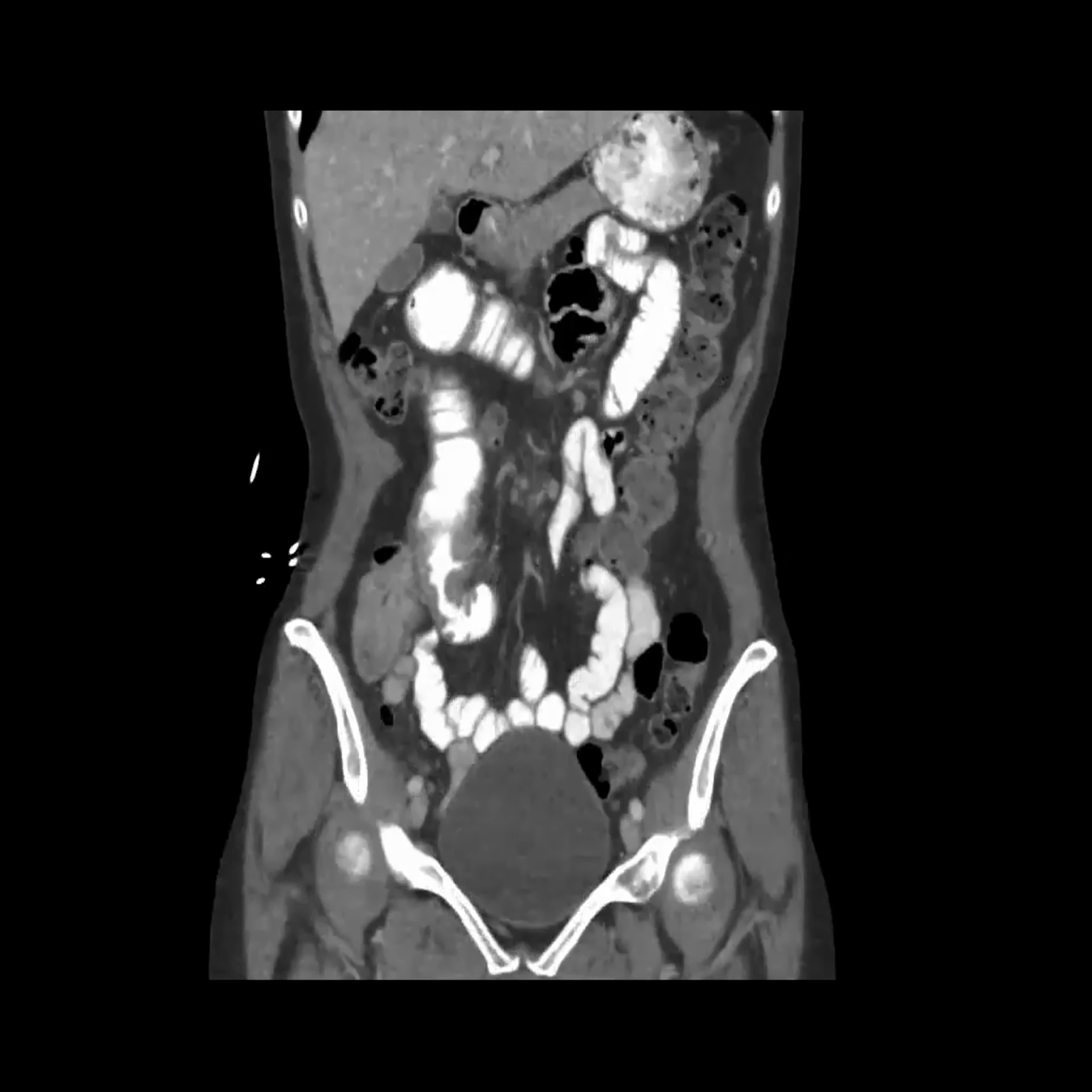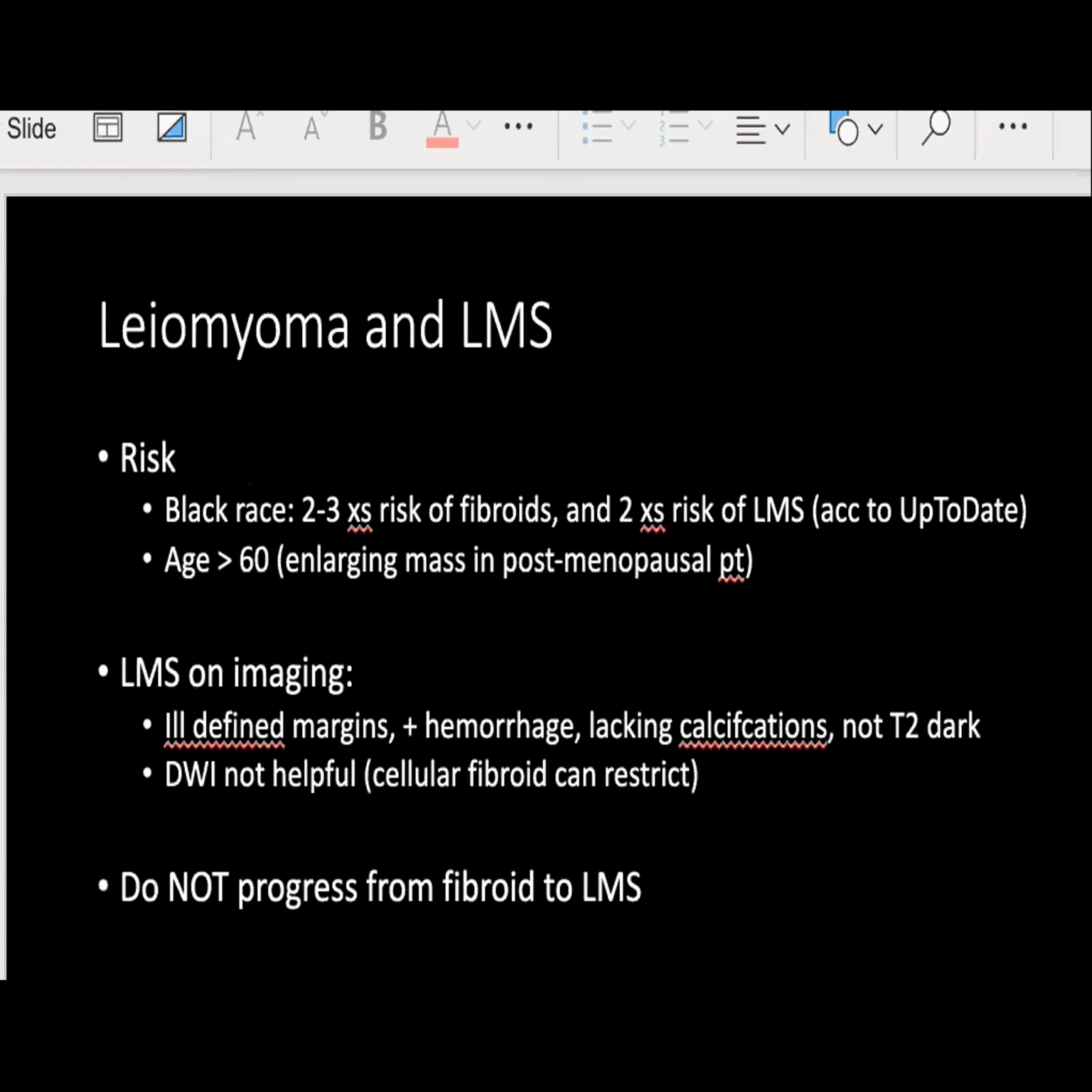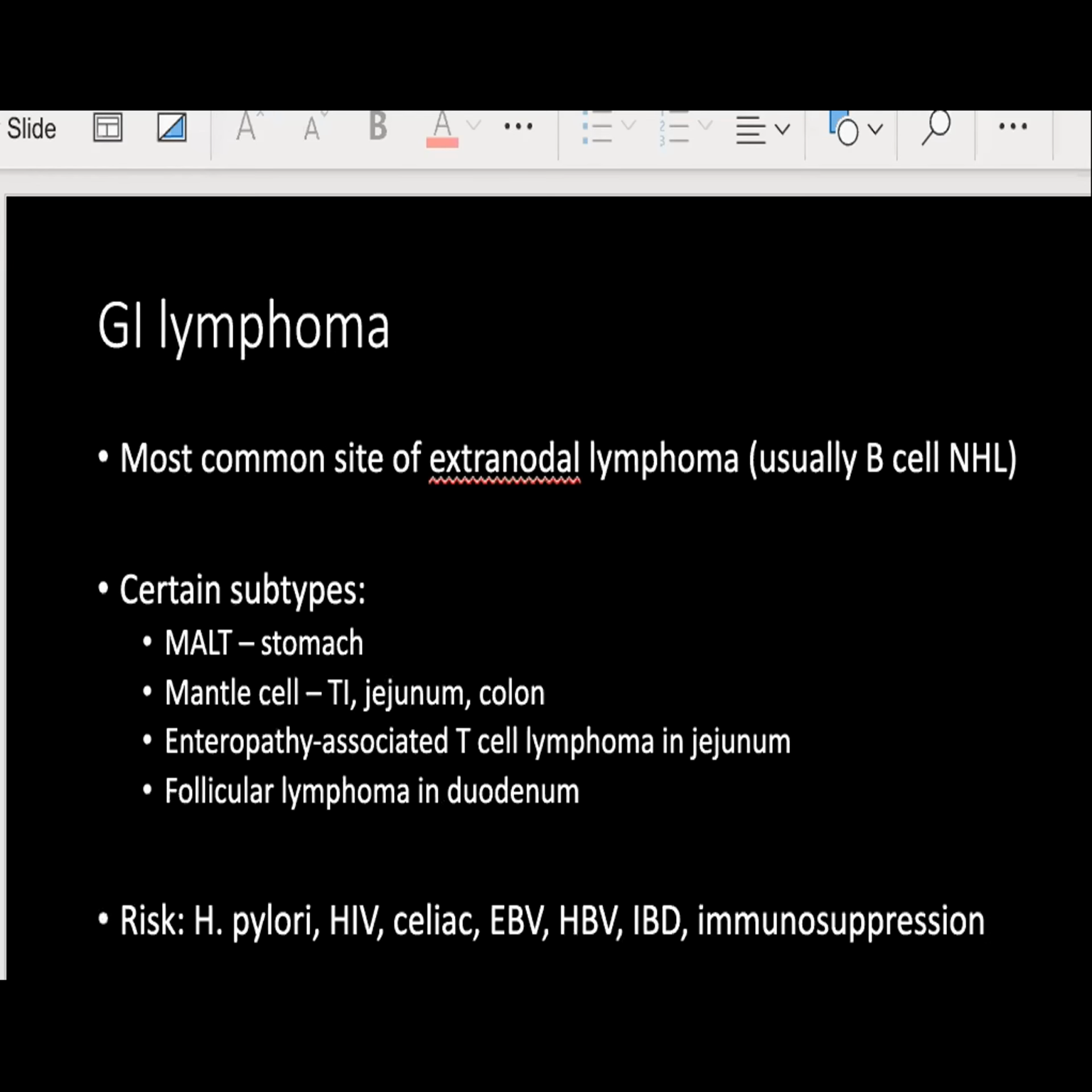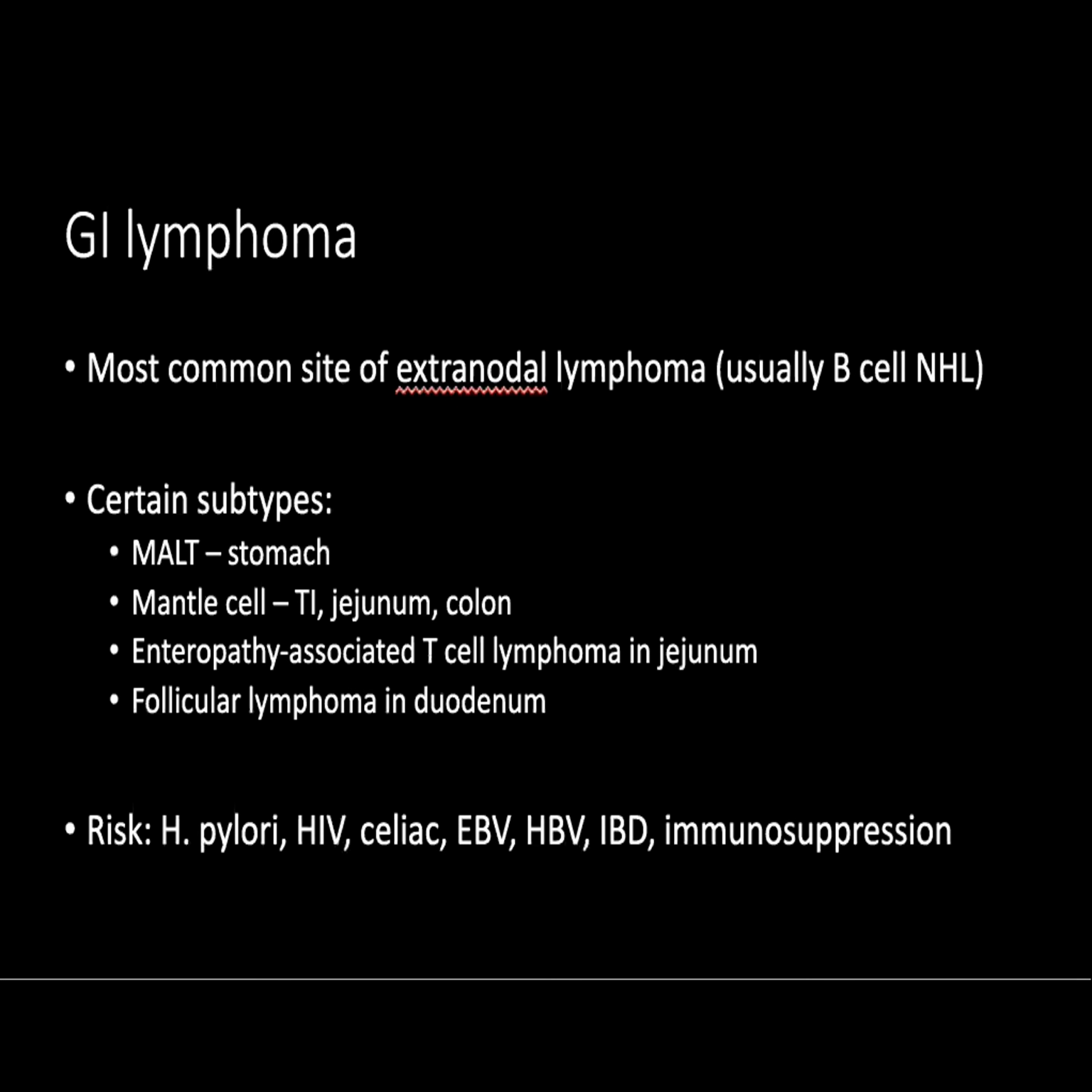So I have just a couple of points about lymphoma. The GI tract is the most common site of extranodal lymphoma. 90% are going to be B cell non-Hodgkin's lymphomas. We do have lymphocytes in our gastrointestinal wall, and that's what predisposes to lymphoma. There are certain ones in certain parts of the bowel. I can't really remember most of these, but I know that MALT lymphomas can be in the stomach.